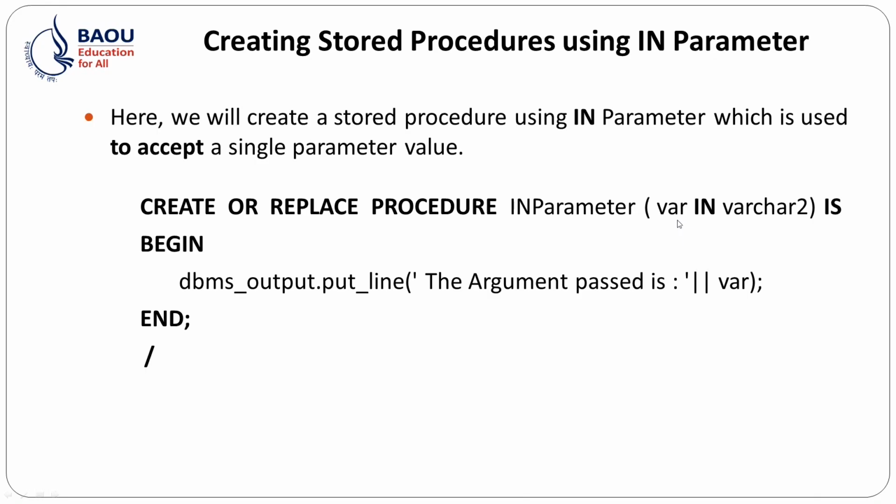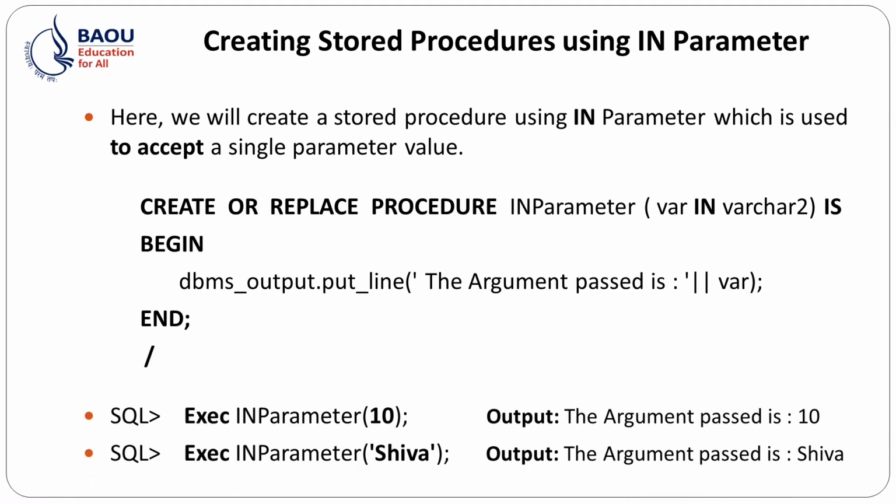When we pass the value, then it will store in a where, which is stored here. So it will display the argument pass is, then the variable value is displayed. Pipeline is used to connect this message with the variable value. It will connect it and display in a single line. When successfully compiled, then it will display procedure created.